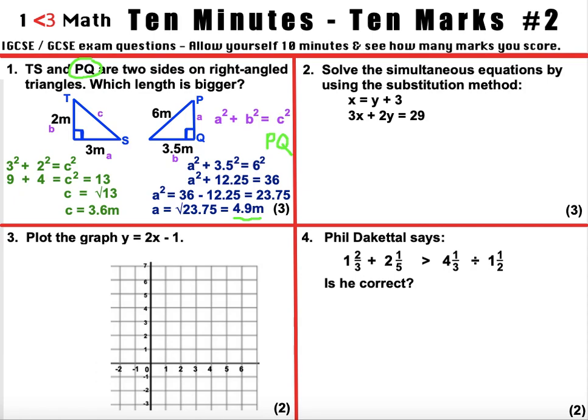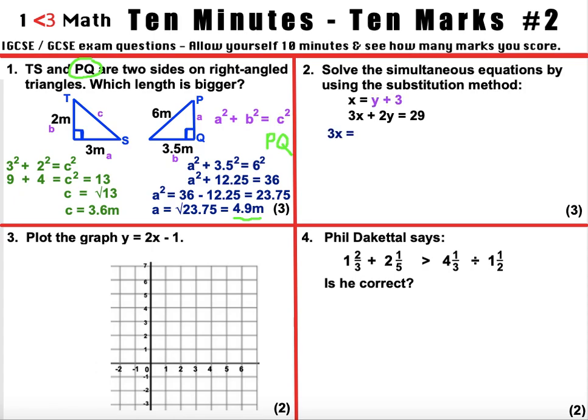So, question 2. We need to solve the simultaneous equations by using the substitution method. So we've got x equals y plus 3, and 3x plus 2y equals 29. Now I'm looking at this and I'm thinking, right, if I can work out 3x in terms of y, I can substitute that in. And I can.